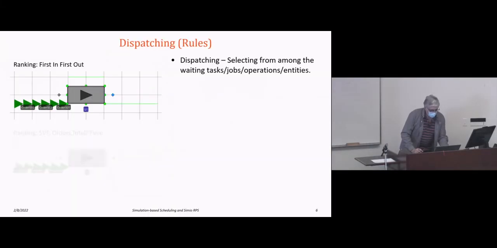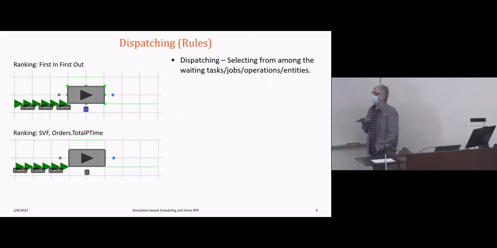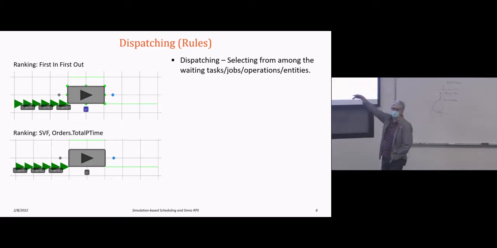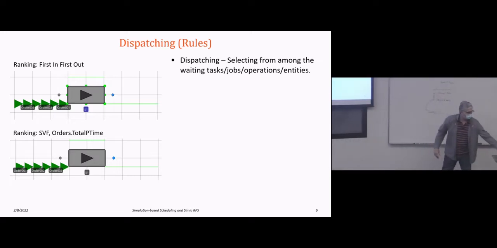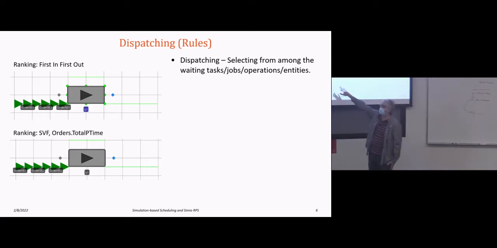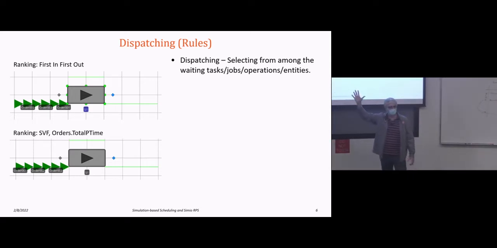And so in this case, we used 2 different dispatching rules. I used first in, first out, and that ordered the queue 1, 2, 3, 4, the order that they actually arrived. In this case, since we used an arrival table, the order that they arrived from the arrival table. And in the second example, I used smallest value first for orders p time, like a variant of shortest processing time.